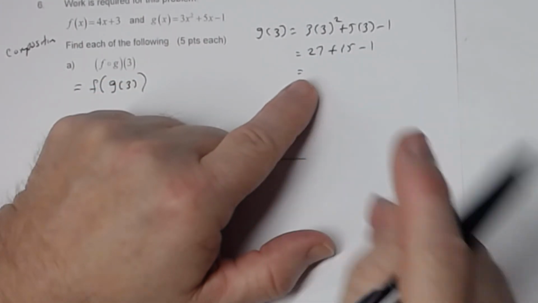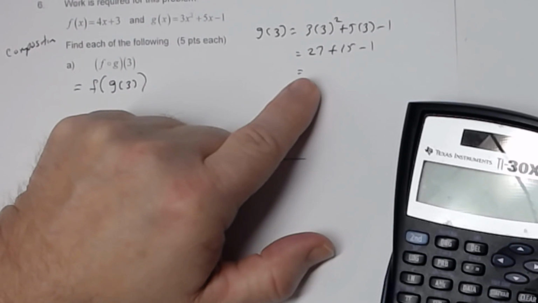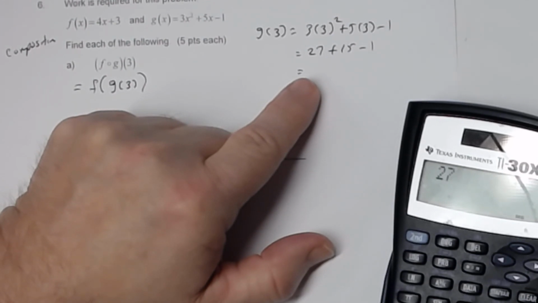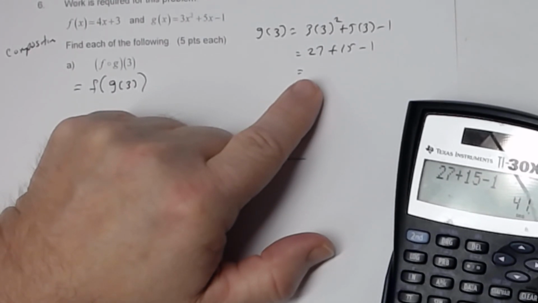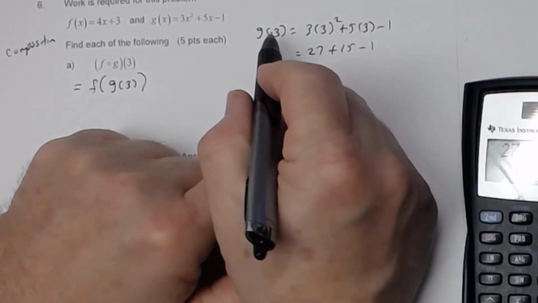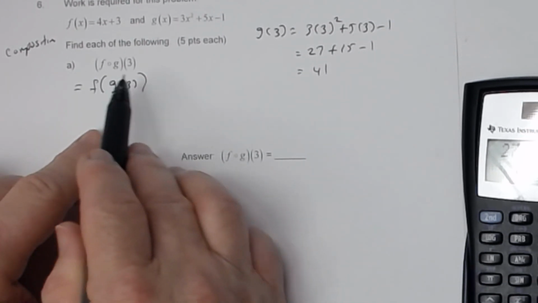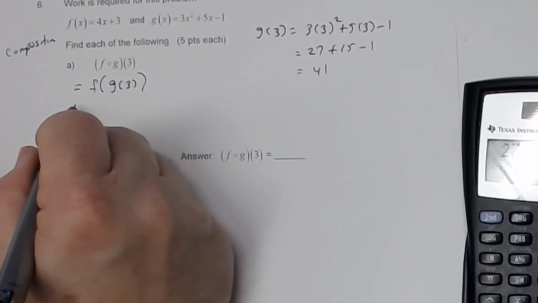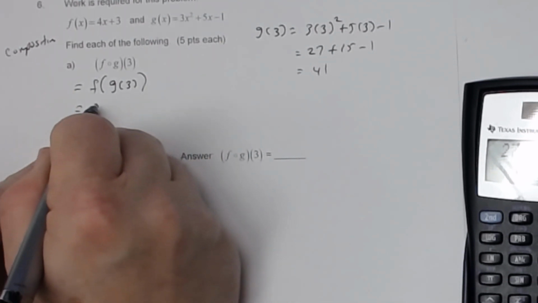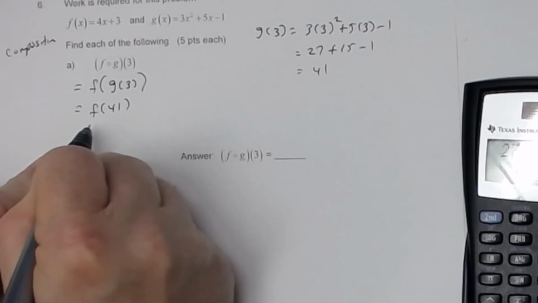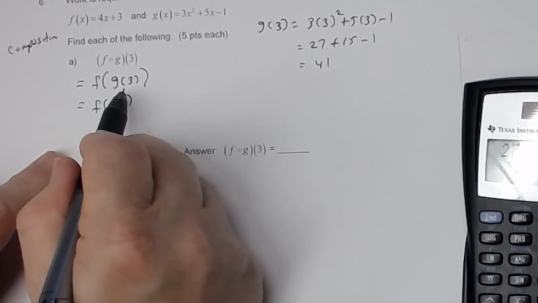So use your calculator if you need to. 27 plus 15, subtract 1 gives you 41. So g of 3 is 41. So that goes here. That's what I just found, g of 3. So now I'm going to take 41 and I'm going to put it inside function f. So that's what this means.